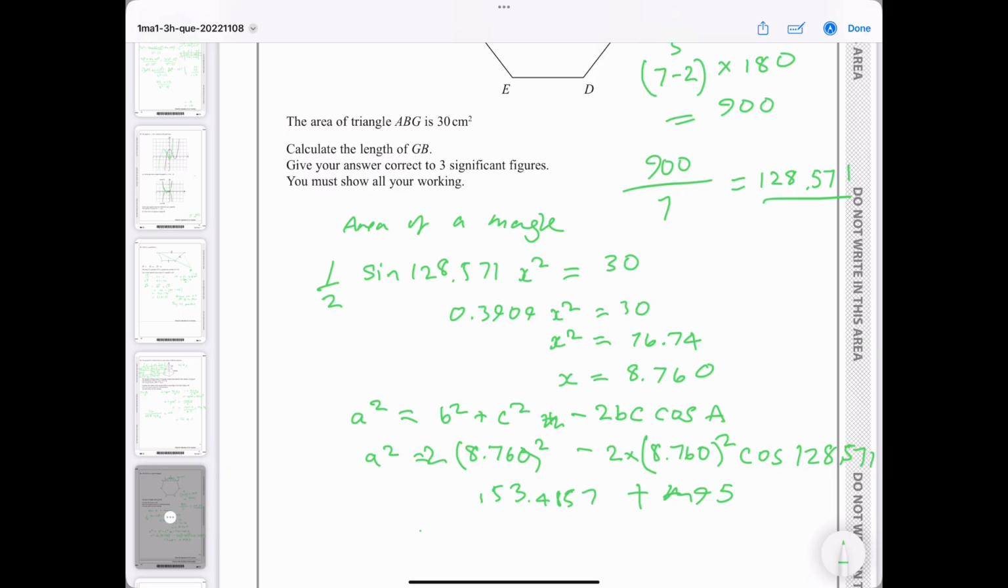So according to this, a squared equals 249.097. So a equals, let's just do this. And let's hope it's not wrong, seeing as I'm quite tired because this evening has gone on a little bit. 15.7, 15.8 centimetres. There you go. And stop.